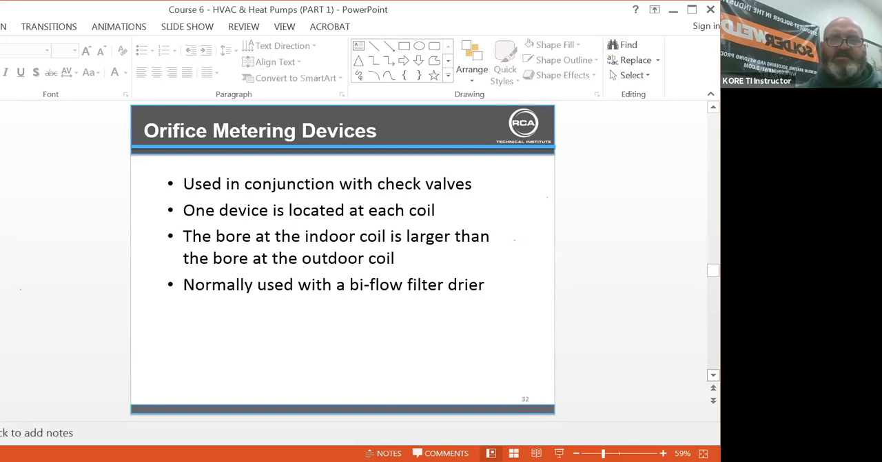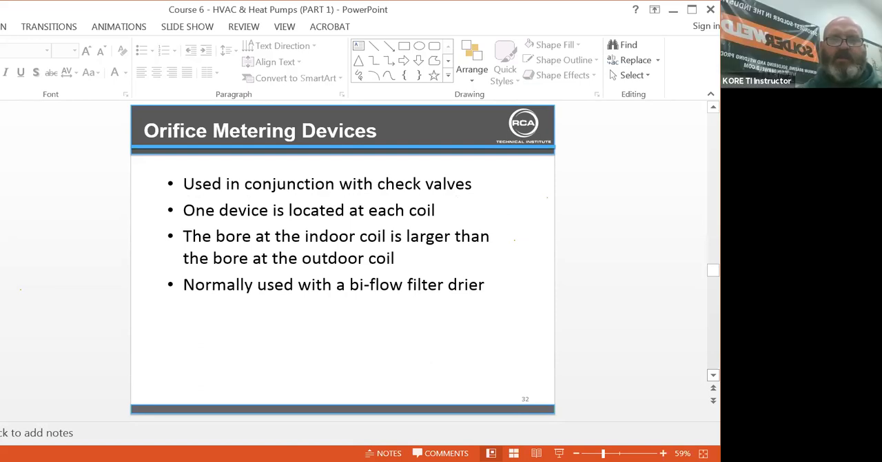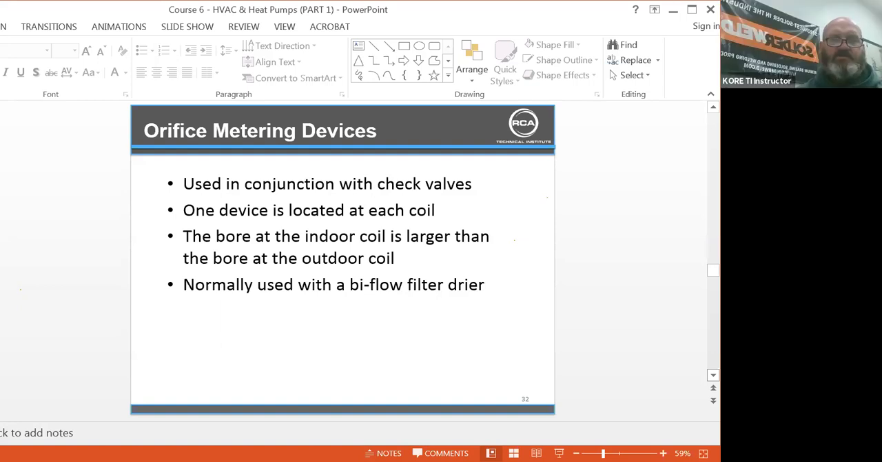Orifice metering devices you use in conjunction with a check valve. One device is at each coil. The bore at the indoor coil is larger than the bore at the outdoor coil. Normally used with a bi-flow filter dryer, which we just talked about.